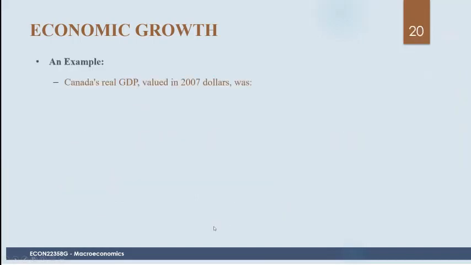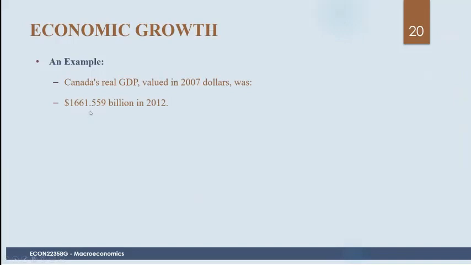So Canada's real GDP valued in 2007 dollars was, that's not per capita, this is just the real GDP, $1.6 trillion. So in 2012, it was $1.6 trillion, but this is in 2007 dollars, right?